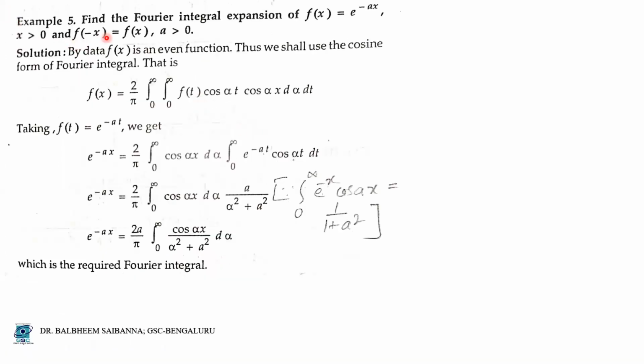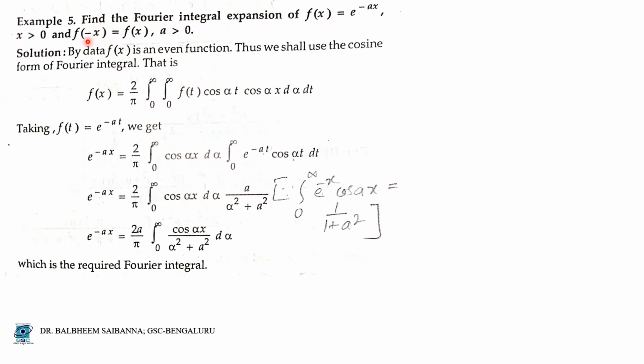The next example, find the Fourier integral formula. F of x is equal to e to the power of minus ax, where x is positive. And here one more condition is given: f of minus x is equal to f of x, when a is also positive. This indicates that the function is even.